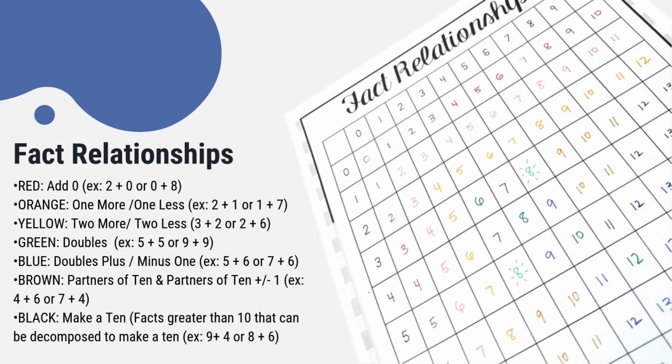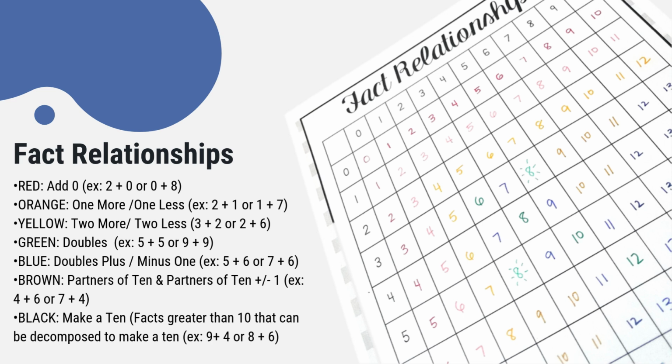The facts for numbers that are greater than 10, where you can break apart one addend to make a 10, and then think about the number relationship with teen numbers. So for example, 9 plus 4 is really similar to, or it's the same as, 10 plus 3. We can break apart that 4, put 1 together with the 9 to make 10, and then have 3 more left over to make 13 total.